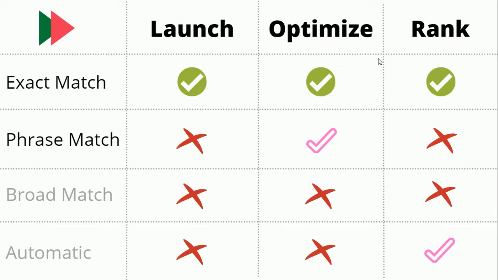Now during this entire process, launch, optimization and rank, you need to have a specific budget. Let's say you're getting 300 units, and you're assuming to sell each unit at $10. So you're going to make a revenue of $3,000. Let's assume you've got a profit margin of 20%, which is like $600. Now you have $600 to spend.